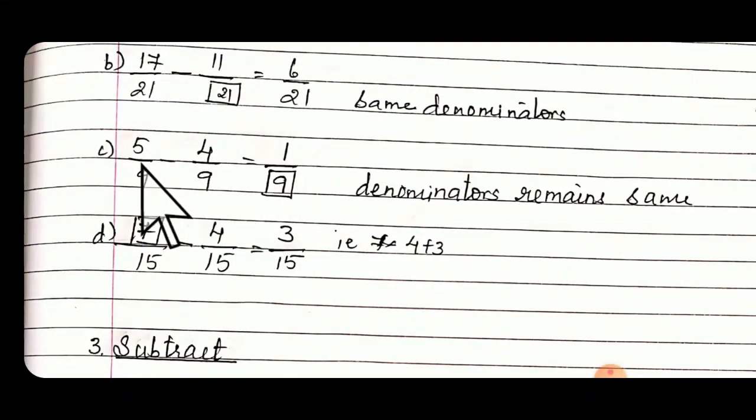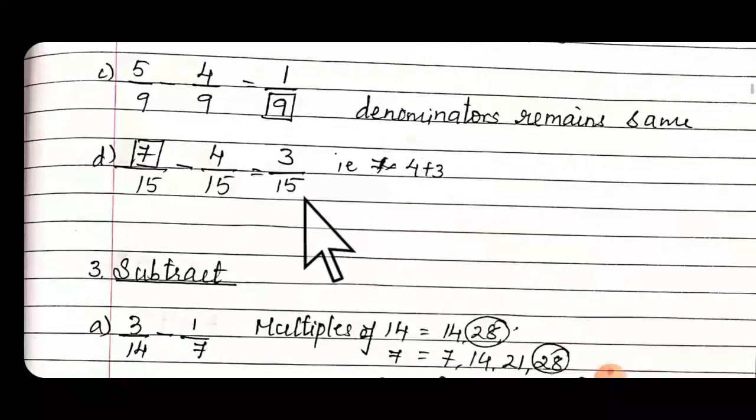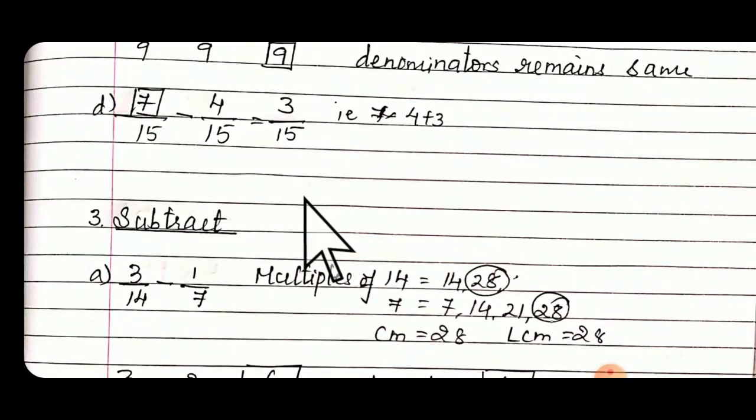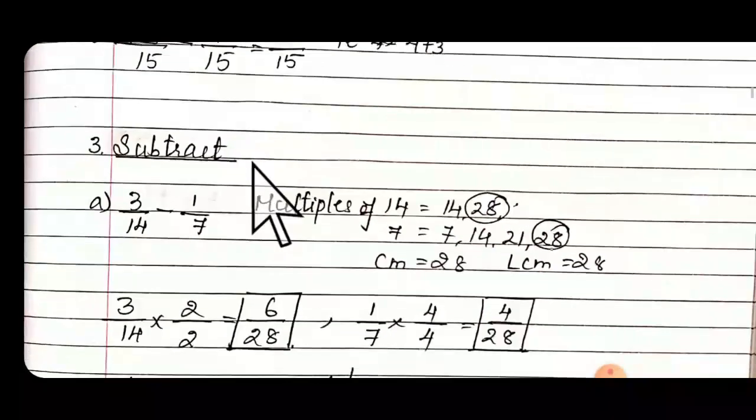C, 5 by 9 minus 4 by 9 is equal to 5 minus 4, if you do, 1, and 9 will remain same because denominator never changes and we can't subtract it also. Dash by 15 minus 4 by 15. So how much? If you subtract, you will get the 3. So how much should be the 7? 7 minus 4, it will be 3.